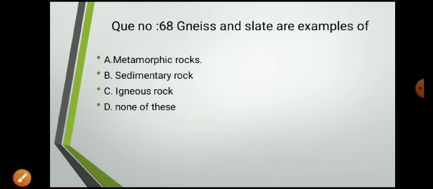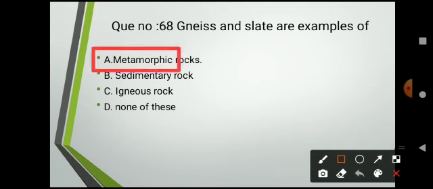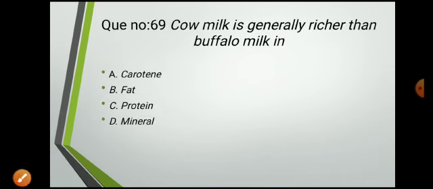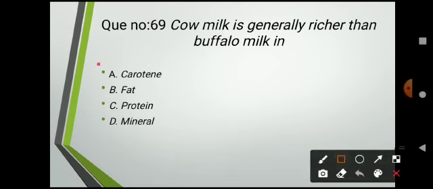68th question. Gneiss and slate are examples of. Options are metamorphic, sedimentary, igneous rock, and none of these. The correct option is metamorphic rocks. Gneiss and slate are examples of metamorphic rocks. Question number 69. Cow milk is generally richer than buffalo milk in. Options are carotene, fat, protein, and mineral. The correct option is option A, that is carotene. Cow milk is generally richer than buffalo milk in carotene content.